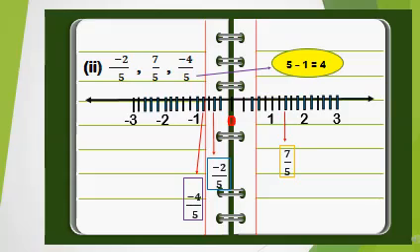After 0, we will start counting 4 lines. 1, 2, 3, 4. Wherever the 4th line comes, there we will mark -4/7. Okay students, I hope you all are clear with question number 1 of the practice set.